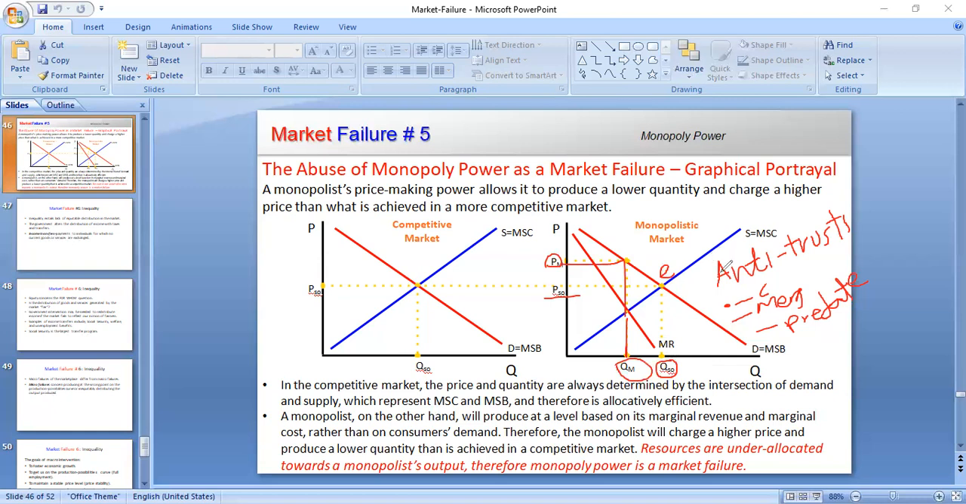So the government comes in and imposes antitrust laws as a way of discouraging and regulating monopolies. And also the government can use what we call deregulation, whereby it will privatize some of these government monopolies, basically to bring about efficiency in the provision of these goods.